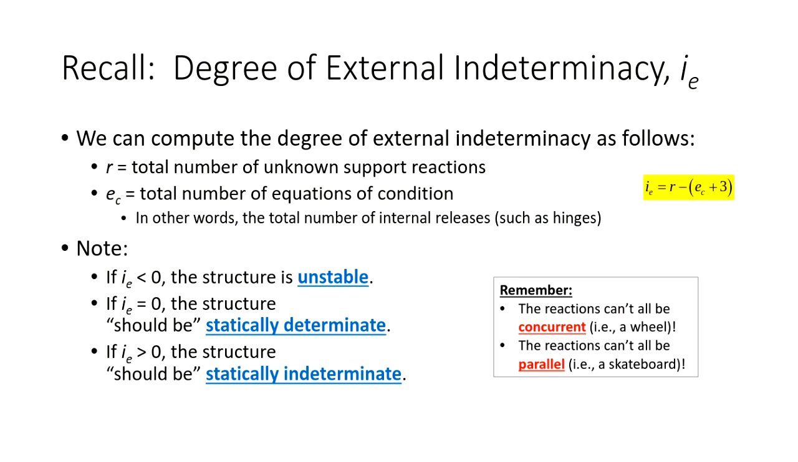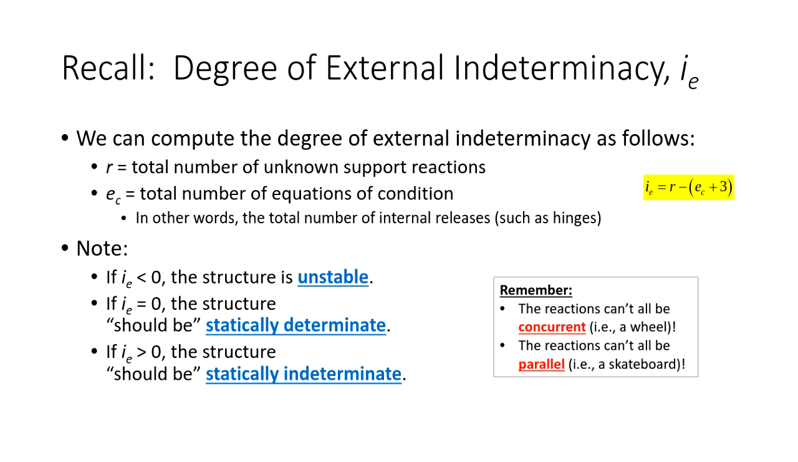Okay, so what are your knowns? Well, when you're looking at a structure externally, you're just looking at the support reactions and ensuring that the structure can maintain equilibrium. So what are your knowns externally? You have three knowns right off the bat, because for the entire structure, the sum of forces in the x direction has to be zero, the sum of forces in the y direction, and the sum of moments has to be zero. And then externally, you also know your equations of condition.